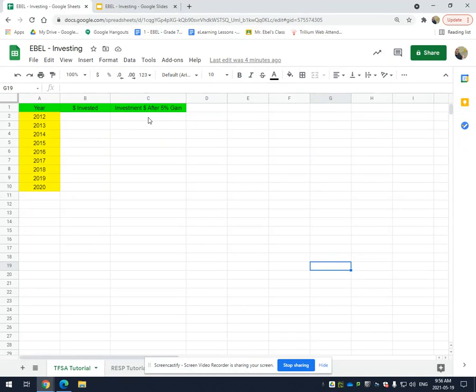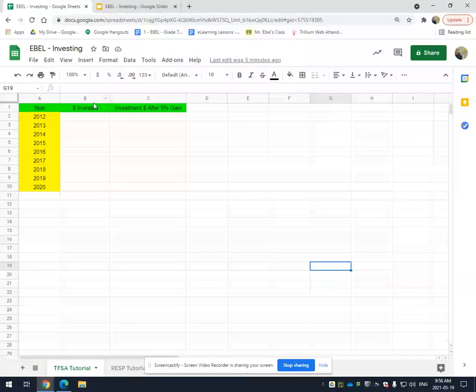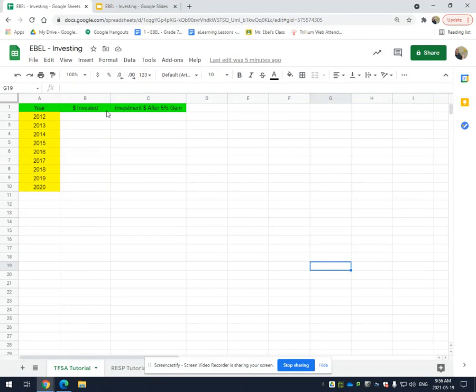And this is where everybody had trouble. A lot of people tried to just do 2,500 times the amount of years and then do 5% after that. But if you read carefully, it says every year his investment grew 5%. So we need to figure out how to add that every year. And this can be very complicated. I know most adults probably don't even know how to do this, so don't get too down on yourself. And once I explain this one, the next couple questions should be pretty easy.